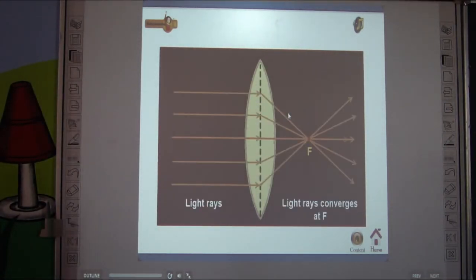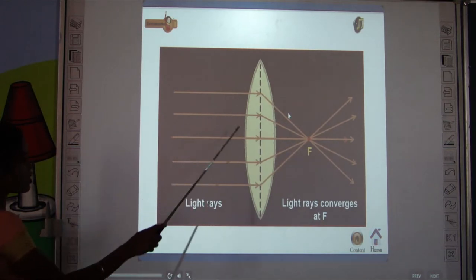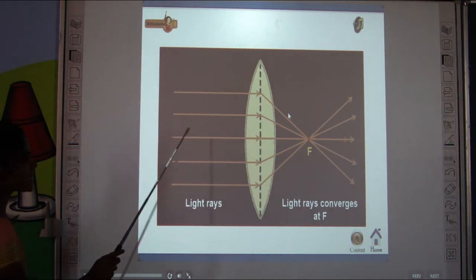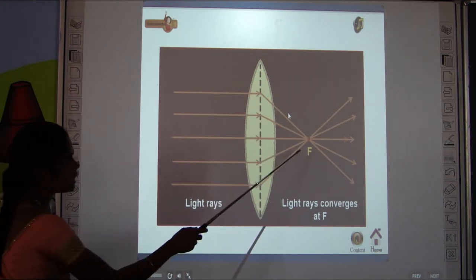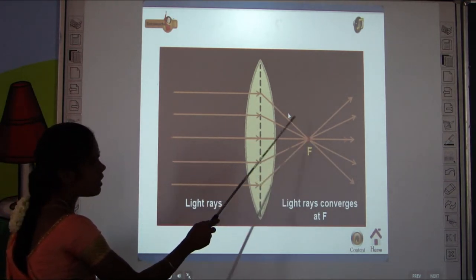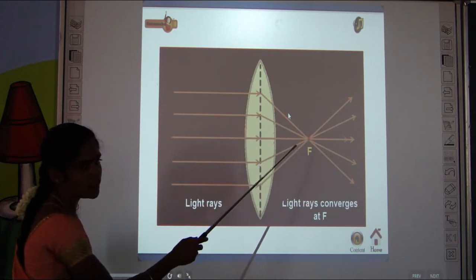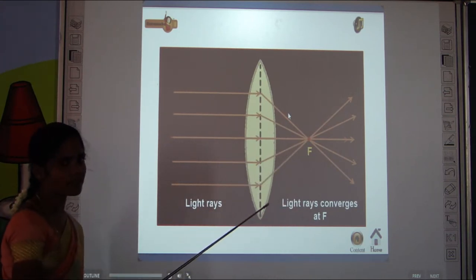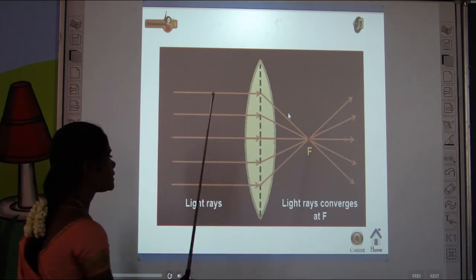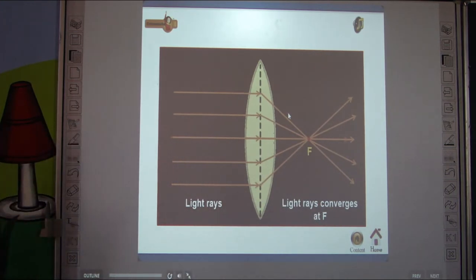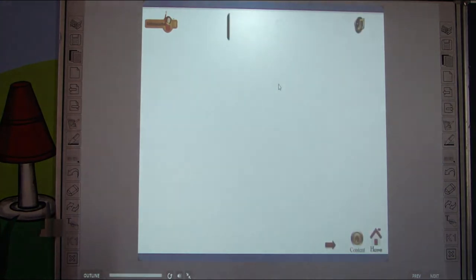And the next one, this is a convex lens. When light rays pass through the convex lens, what will happen? It can converge the beam of light. All the rays will meet in one point, so it is known as the focus of the lens. Light rays converge here. So it is known as converging lens.